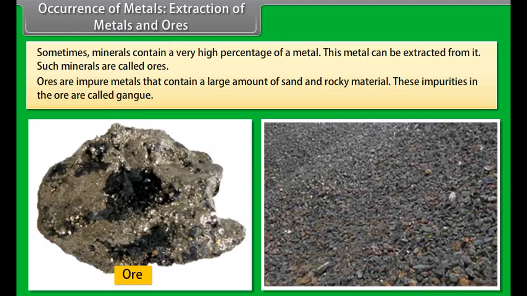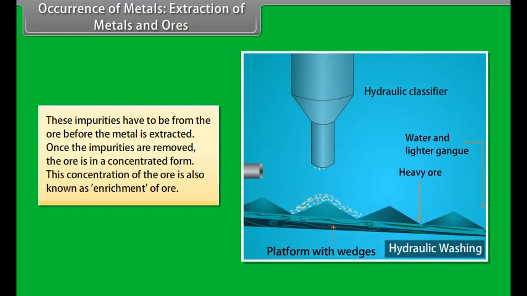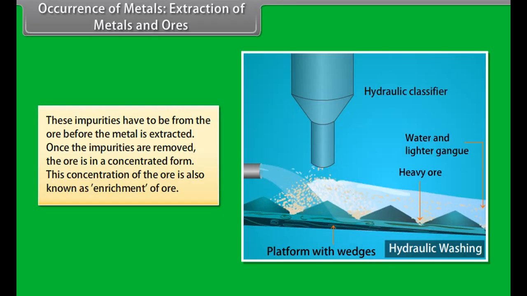These impurities in the ore are called gangue. These impurities have to be removed from the ore before the metal is extracted. Once the impurities are removed, the ore is in a concentrated form. This concentration of the ore is also known as enrichment of ore.